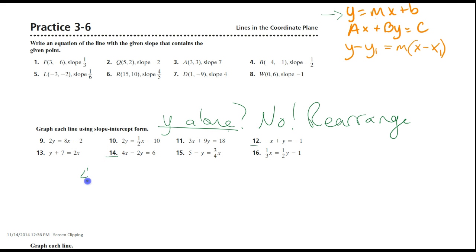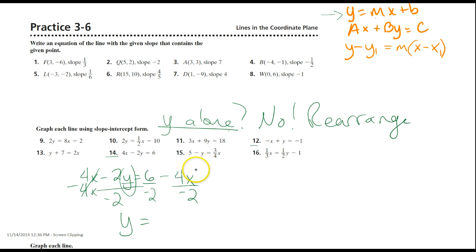14. 4x minus 2y equals 6. I'm trying to get the y alone. So I'll subtract 4x from both sides. Those cancel out. And I will divide this side by negative 2 and divide the terms over here by negative 2. So now I just have y equals, now I'm going to write my x term next.